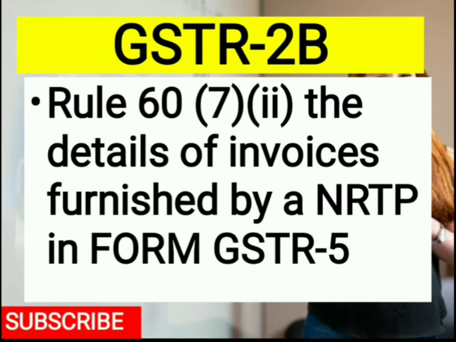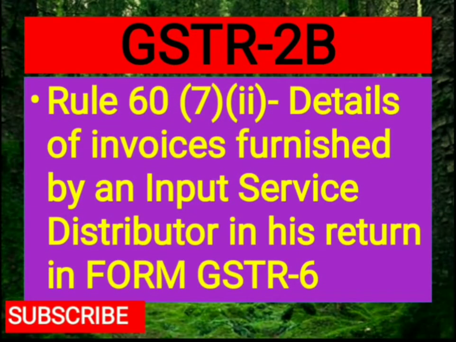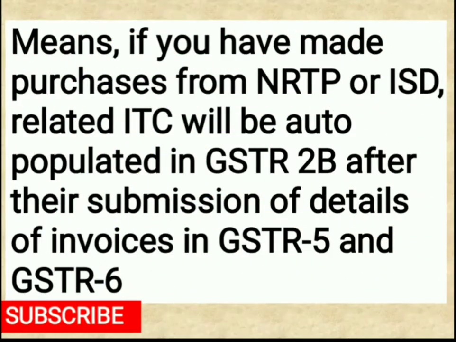The next thing said in this provision is the details of invoices furnished by a non-resident taxable person in Form GSTR5 and details of invoices furnished by an input service distributor in his return in Form GSTR6. Means, if you have purchased from an NRTP or ISD, related ITC will be auto-populated in GSTR2B after the submission of GSTR5 and 6.